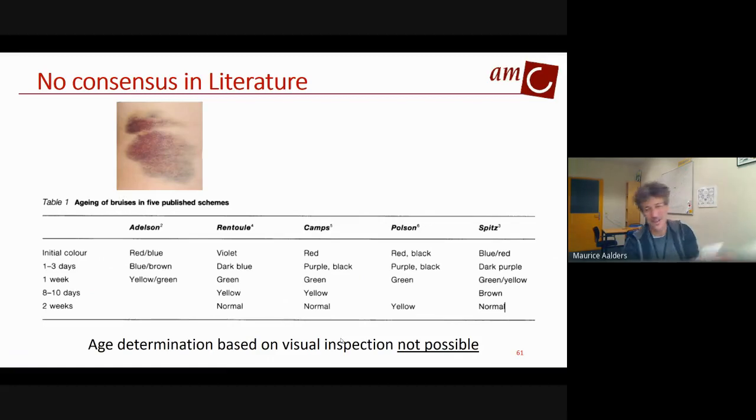But this is the rationale here. If you're looking at the literature, this is the estimated age from the different literature sources. There's yellow, green, yellow, yellow, yellow, yellow. We look at the yellow now a bit, and it goes from 1 week to 2 weeks to nothing at all. So there's no good indication like this. You cannot get the age right.